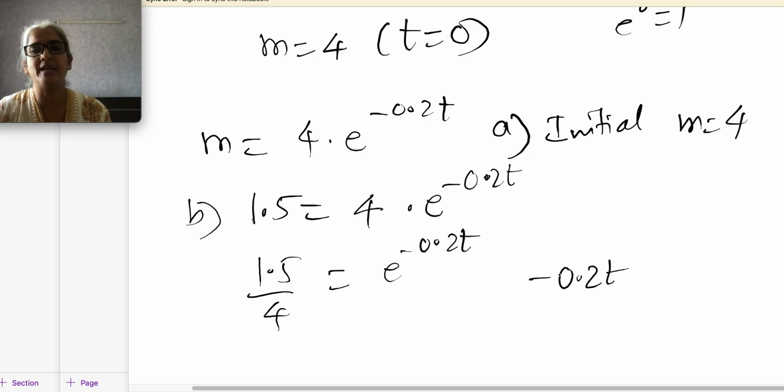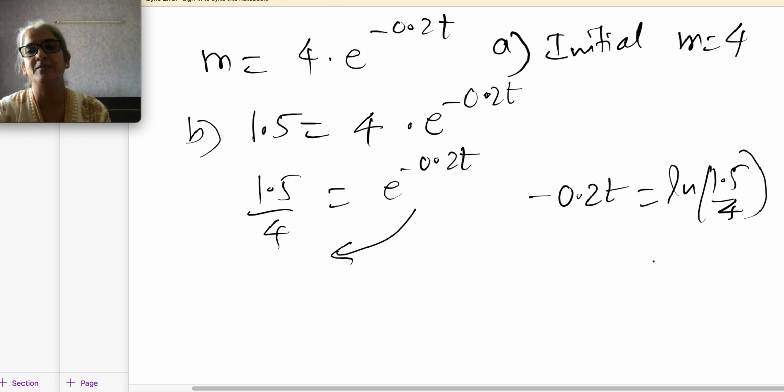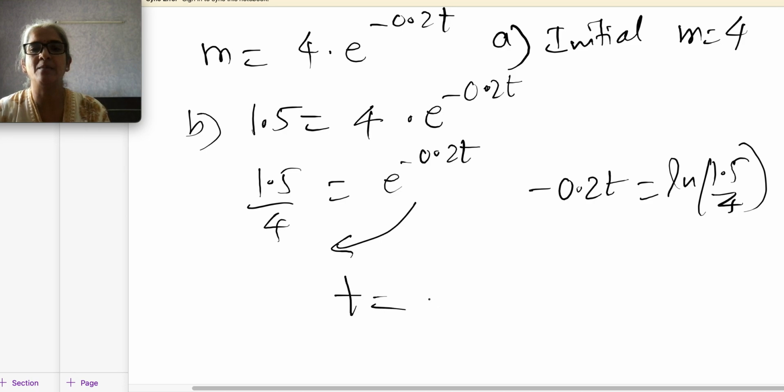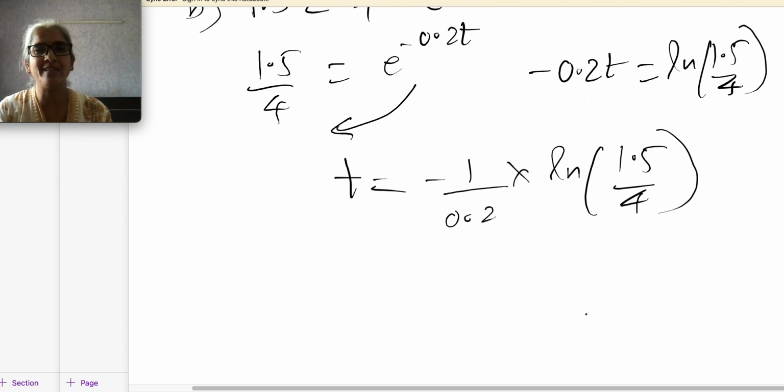Exponent on one side will become logarithm on the other side. So t is minus 1 over 0.2 times ln of 1.5 divided by 4. Are you already worrying that time is negative? Well, don't worry, and I'll tell you why. Ln of a fraction is a negative number, and therefore negative times negative, you will get time in a positive value. How do I know that ln of a fraction must be a negative number?